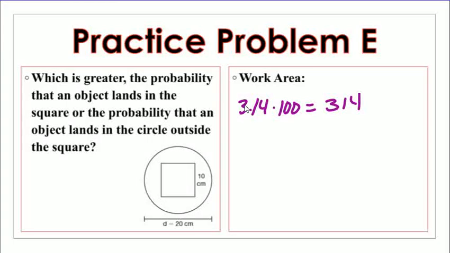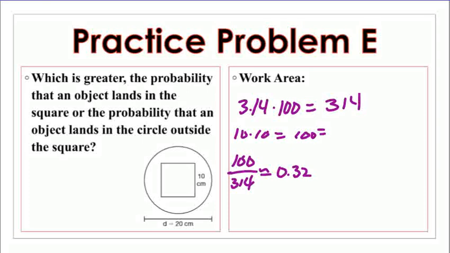And the area of the square is 10 by 10. So 10 times 10 would give us 100. So the probability that it lands in the square, so 100 divided by 314 would give us a probability of about 0.32.